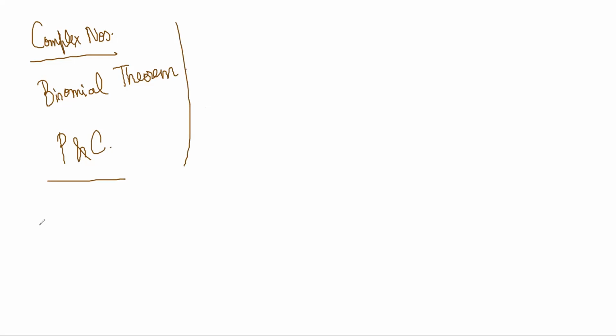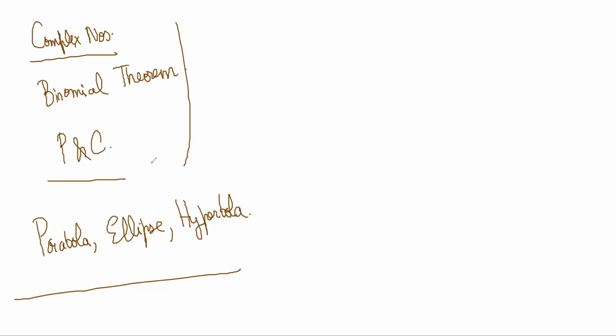Complex numbers we'll do after circles, and we'll probably also do binomial theorem. Binomial theorem, complex numbers, PNC. These chapters we'll do, and then we'll do parabola, ellipse, hyperbola. So that is the sequence. Once these are done, these are the 4 chapters that are left for you in 11th standard. Then we'll start 12th standard, that will be calculus.